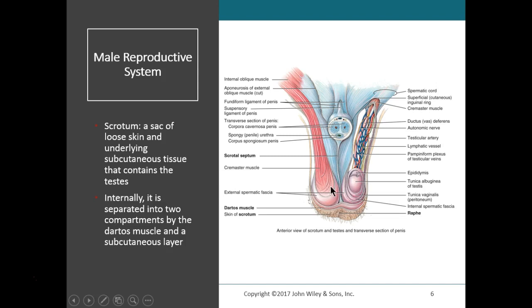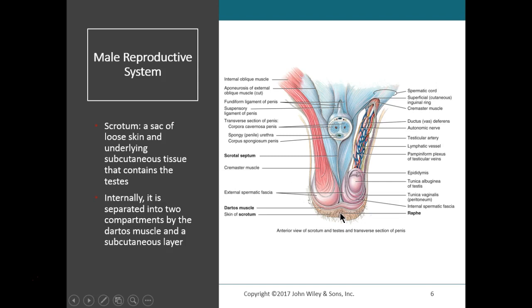On each side you can see an individual testis. That scrotal septum separates the scrotum into two different pouches. That way, if one testis develops cancer, becomes diseased, or gets an infection and is unable to create sperm cells, it's separated from the other side so that one testis can remain healthy. What else can we see in this particular image? There's the raphe that you see externally on the superficial part of the scrotum.